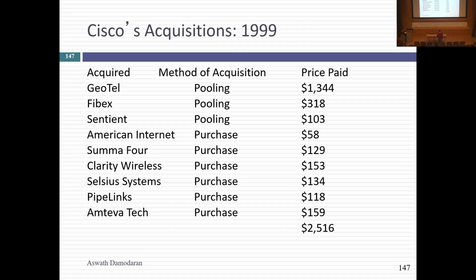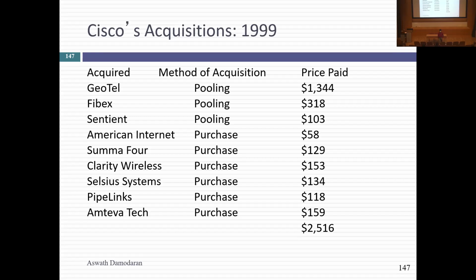But the pooling where they paid with shares, I had to dig through the footnotes. They gave the information, but it was hidden somewhere. Number of shares used in the acquisition. But if you look at the pooling acquisition, they were much bigger. But collectively in 99, Cisco spent $2.5 billion on acquisitions.